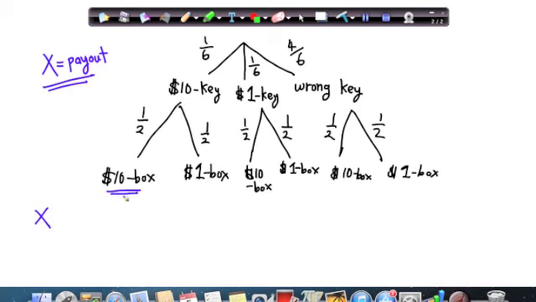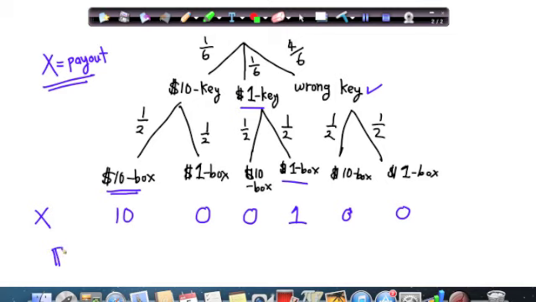First, we consider the case when we choose the $10 key and the $10 box. Clearly, we will get the $10 in this case, so X is $10. In the next case, we choose a $10 key, but the $1 box, so we'll get nothing because the key will not open the box. Next, if we choose the first $1 key and the $10 box, we will also get nothing because the key will not be able to open the box. In the next case, we'll get $1 because we have chosen the right key for the right box, in this case the $1 box. So the payout is $1. For the remaining cases, the payout is always 0 because none of the keys will be able to open the boxes. So here are the possibilities for X.